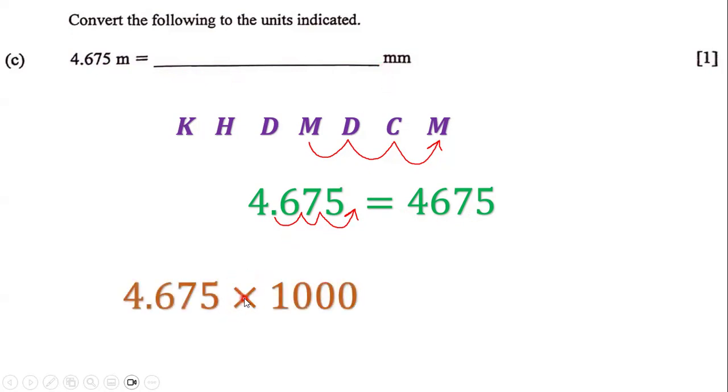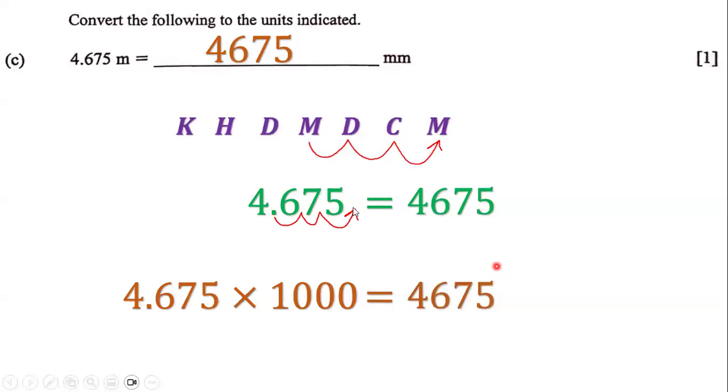If we're showing our working, we multiply. So we have 4.675 multiplied by 1,000. And the reason why we multiply by 1,000 is because we move over 3 times. And so we have to use 1,000. We cannot use 10 or 100. We move over 3 times, so that accounts for the 3 zeros in the back of the 1. And so what we have here is 4.675 multiplied by 1,000 is exactly 4,675.